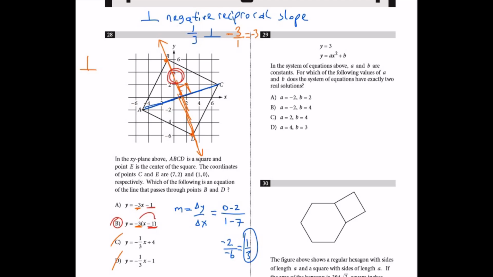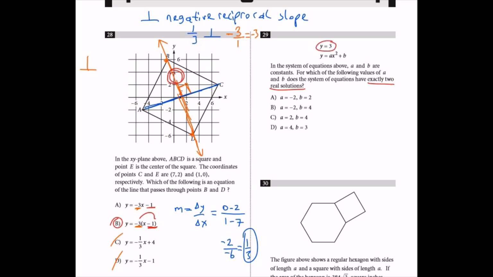In the system of equations above, A and B are constants. For which of the values? Number 29. In the system of equations above, A and B are constants. For which of the following values of A and B does the system of equations have exactly 2 real solutions? So let's convert this into quadratic equation and then see what 2 real solutions mean.